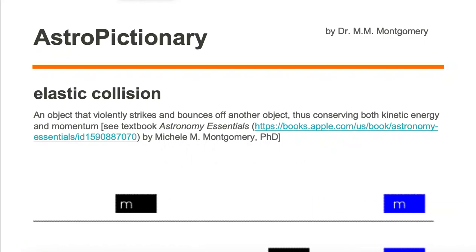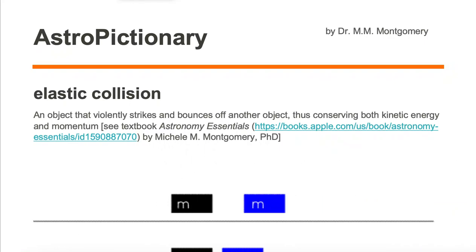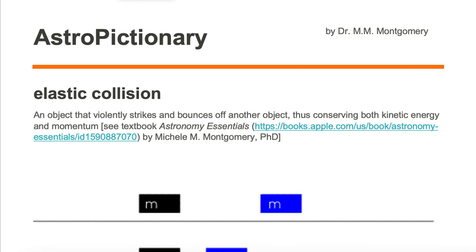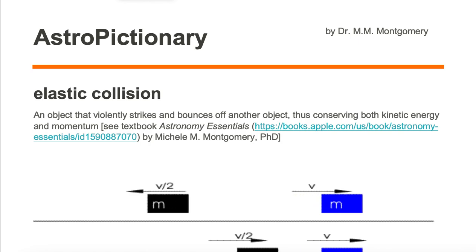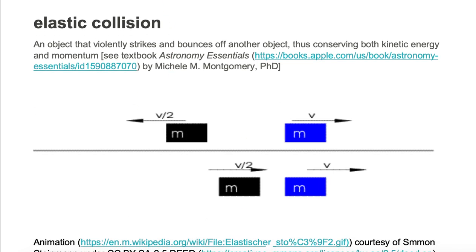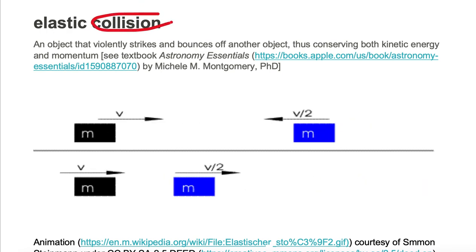An elastic collision is an object that violently strikes and bounces off another object, thus conserving both kinetic energy and momentum. Let's take a look at elastic collision. First thing is we're looking for a collision.